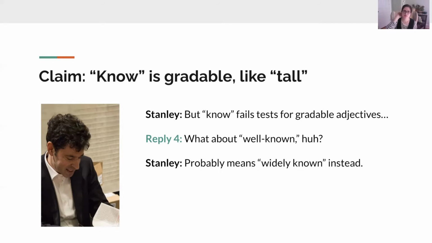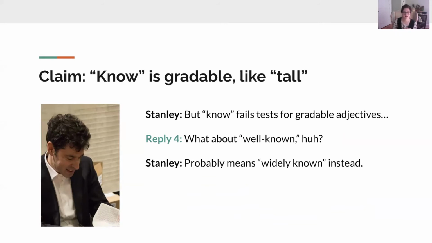So here's a fourth attempted reply to try to show that "know" is gradable, like the word "tall." What about "well-known"? What about a fact being well-known? That seems graded, right? Because there's the word "well" there. And Stanley says, well, most uses of that sound like what they mean is widely known instead. So if I say the fact that roses are red is well known, it seems like what I mean is that lots of people know it, not that a specific person knows it kind of more than another person, right?